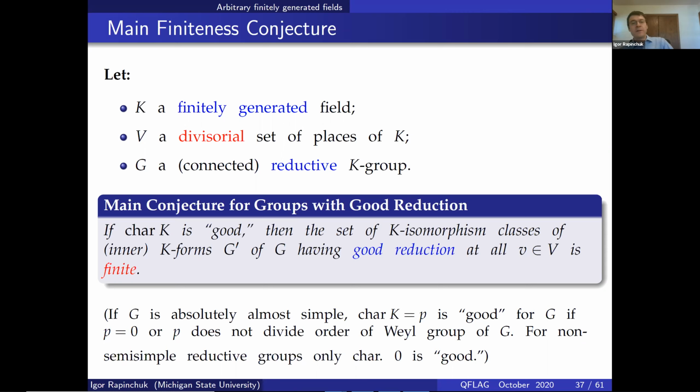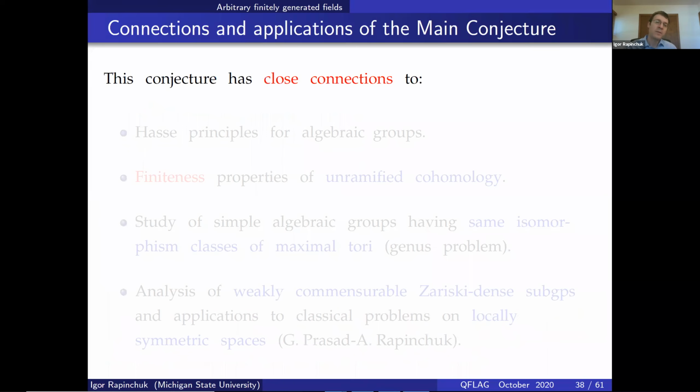But before talking about that, I should perhaps say a few words as to why we refer to this as our main conjecture for groups with good reduction. And the reason is that, in addition to being interesting in its own right, I should point out that it has some, at least, formal similarities to Shafarevich's conjecture for abelian varieties. In addition to that, it turns out that this conjecture has close connections to a number of other problems lying at the intersection of the theory of linear algebraic groups and arithmetic geometry.